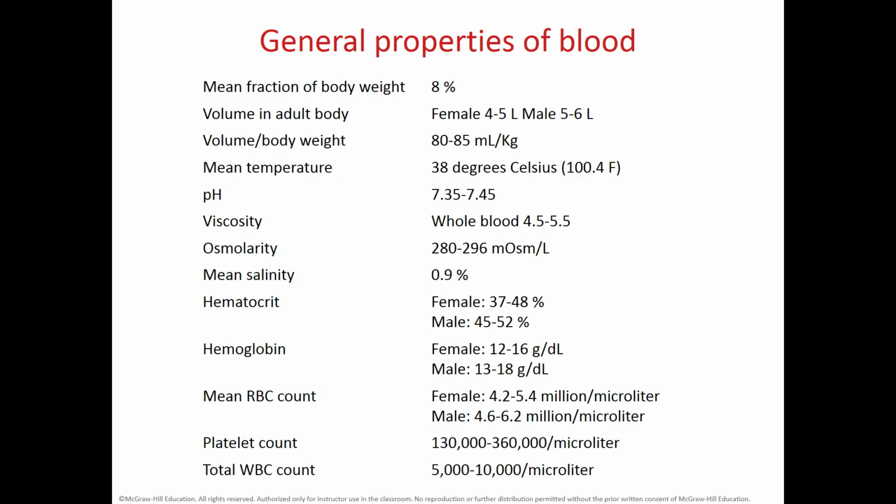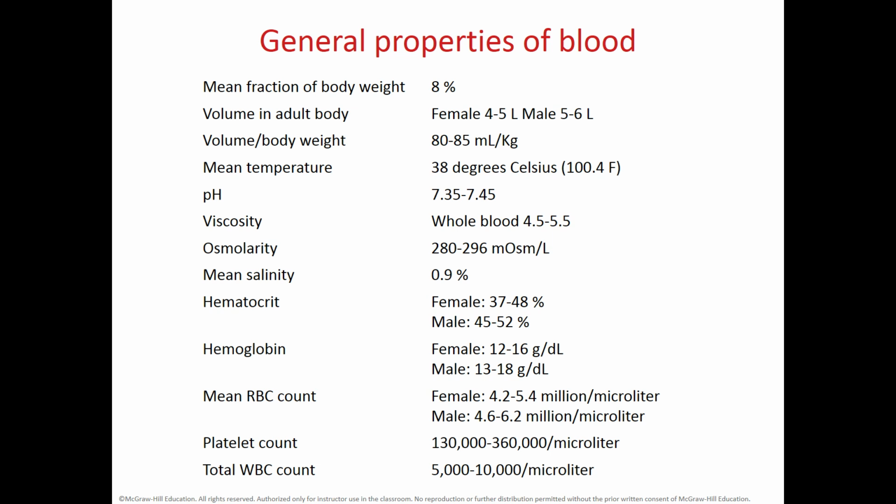Some other characteristics of the blood is that they make around 8% of our body weight. In females, we have less volume of blood than males. So we have between 4 to 5 liters, while males have between 5 to 6 liters of blood. And 80 to 85 milliliters per kilogram of our body weight corresponds to blood. And the temperature of the blood will be 1 degree Celsius over the body temperature. So we have 38 degrees Celsius or 104 Fahrenheit.